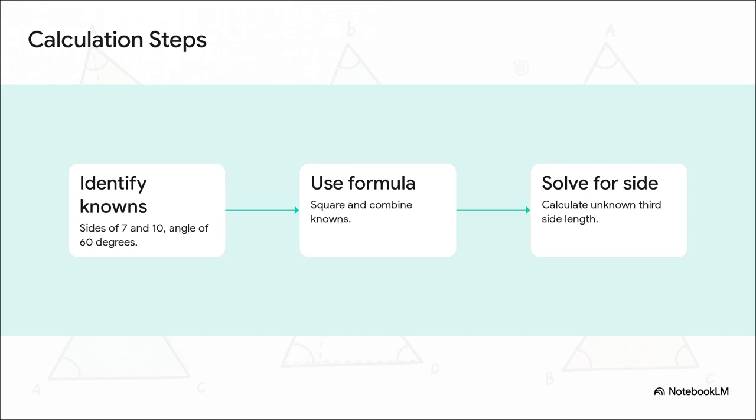Step 2, we use our generalized formula. We square the 7 and the 10 and combine them with the cosine of 60 degrees. Step 3, by evaluating that equation, we solve directly for the unknown third side length, which actually comes out to roughly 8.7 units. It's that easy. We found our missing data point effortlessly, without ever needing a 90-degree angle.